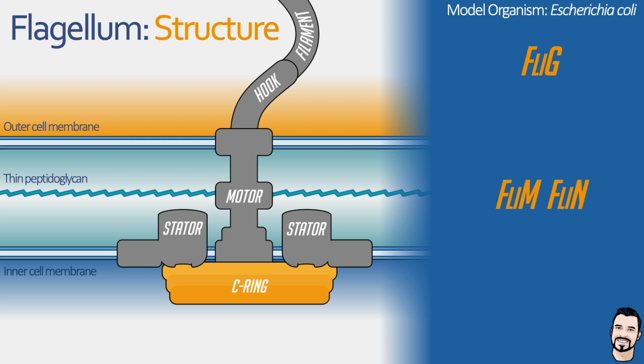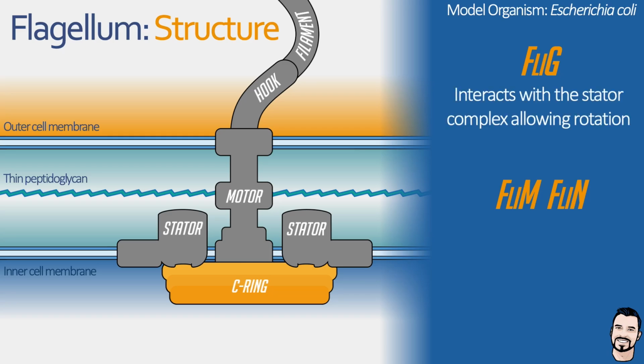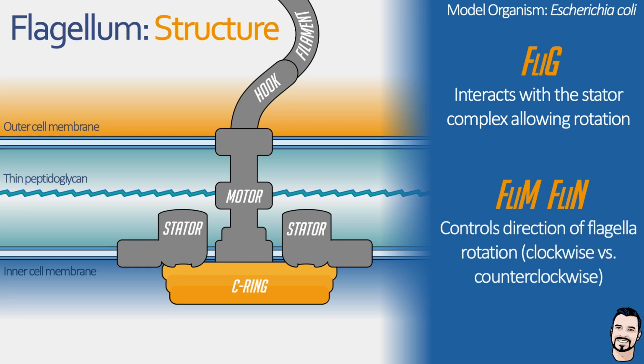Now, the 26 copies of FLIG form the upper part of the C-ring and are involved in motor rotation. The middle section of the C-ring is composed of around 34 copies of FLIM, which are responsible for direction switching, controlling the clockwise and counterclockwise rotation of the motor. Finally, the base of the C-ring is made of over 100 copies of the FLIN protein, which is also involved in direction switching, but also contributes to the overall construction of the flagellum.